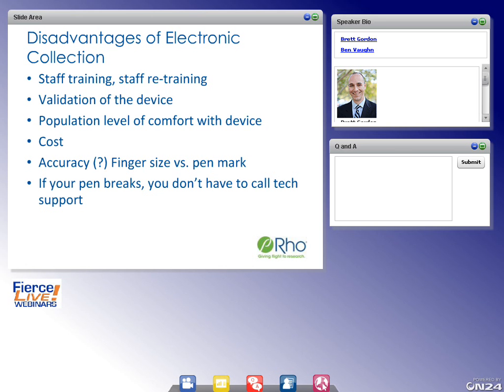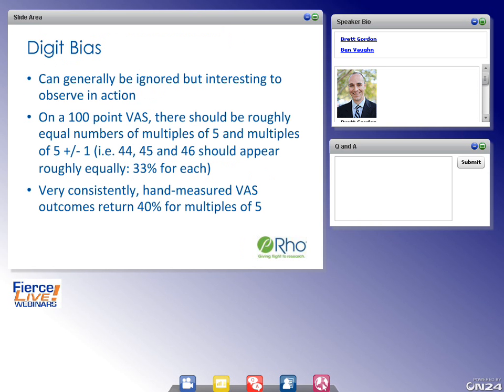So just really quickly, digit bias. This is something that's fascinating as a statistician, usually does not impact a trial, but basically people like certain numbers and they will over-report them. This applies both to site staff when they're actually measuring a VAS. They will over-report multiples of 5. If you have a 44 or a 46, you'd expect it to show up in the data the same amount of times as a 45. It doesn't. The 45 always shows up more often. And in terms of your estimates, doesn't matter. In terms of the variability, it can mess up your variability just a little bit.